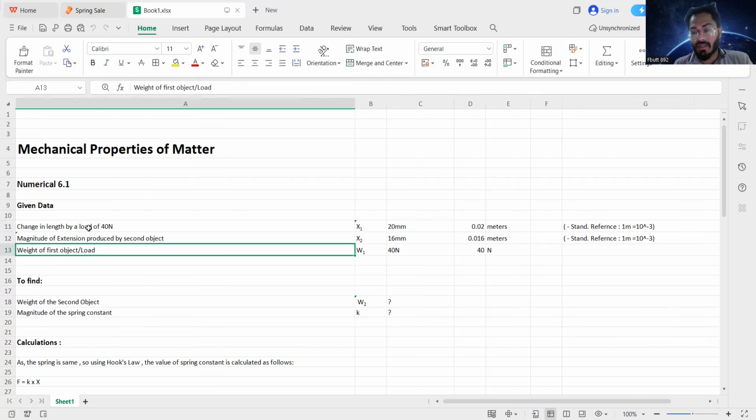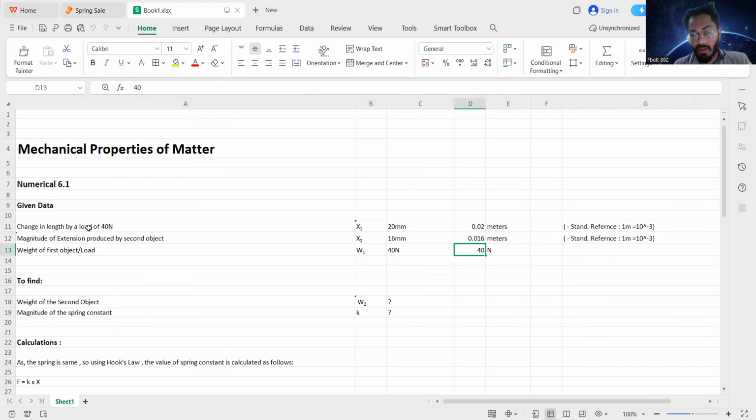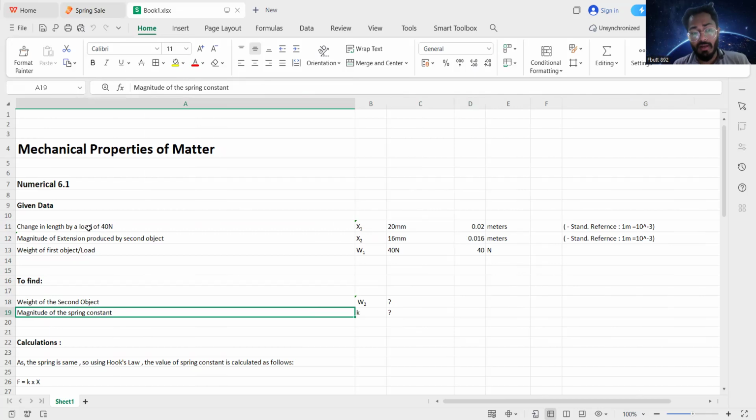So the weight of the first object, which is hanging on the second terminal end of the vertical mass spring system, is approximately 40 Newton. So what did the examiner ask? The examiner said, calculate the value of spring constant. So we have to calculate the magnitude of spring constant, and spring constant is a constant, and that constant depends upon the nature of the spring. If the spring is not changing, then in almost all cases the magnitude of spring constant will not change, because it depends on the nature of the spring.